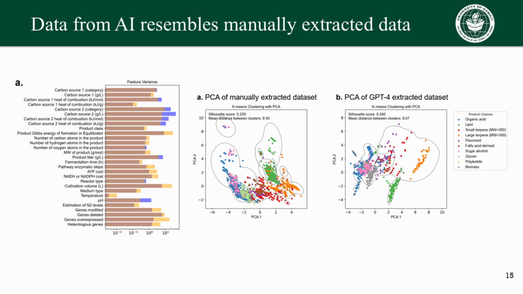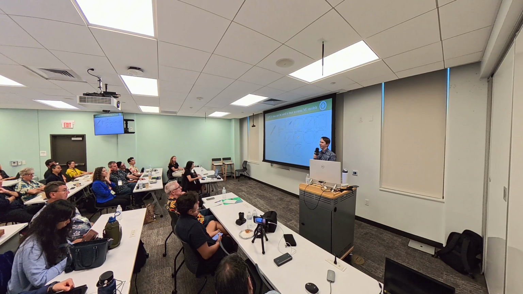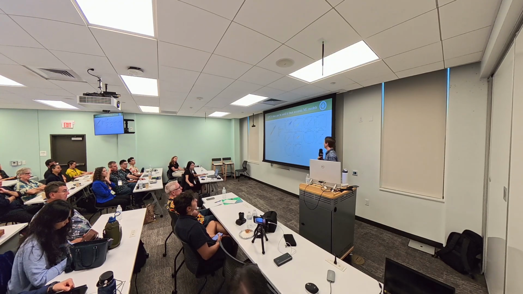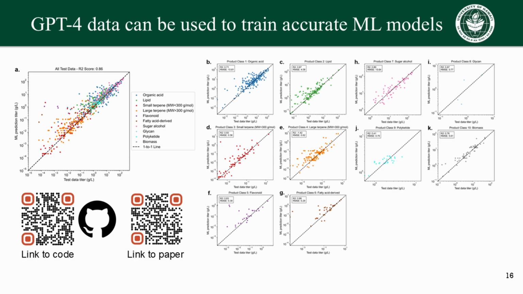And then we trained machine learning models with the extracted data, and they all fit pretty well. This is like a random forest analysis, but the ones that don't work best are like the polyketides, and this is because the data size is small, and these are very like high molecular weight products that don't really fit in with the rest of the data. It's kind of outliers.